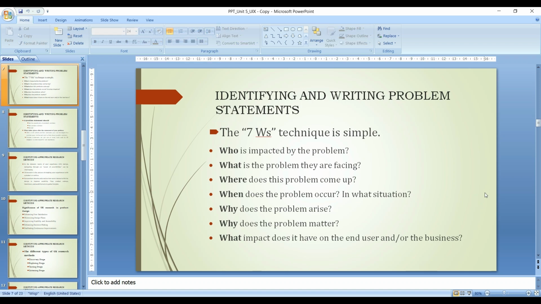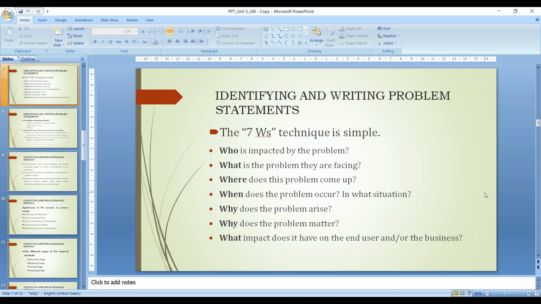So first one, who is impacted by the problem, and what is the problem they are facing? Where does this problem come up? From where is it occurring? When does the problem occur? In what situation did it occur? And why does the problem arise? And why does the problem matter? And what impact does it have on the end user or business?